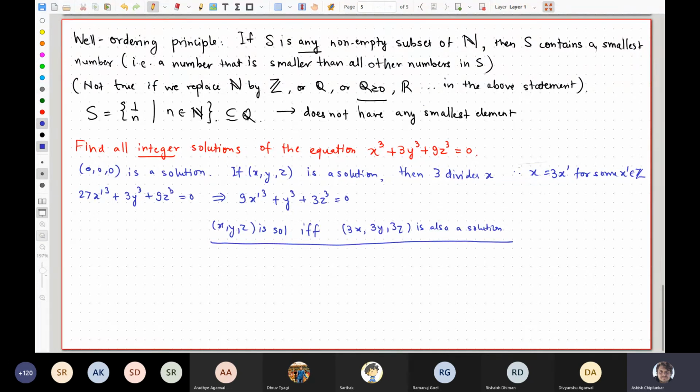Okay, fine. So let's try to write a clean solution, an extremely clean solution, by using the well ordering principle. Okay.